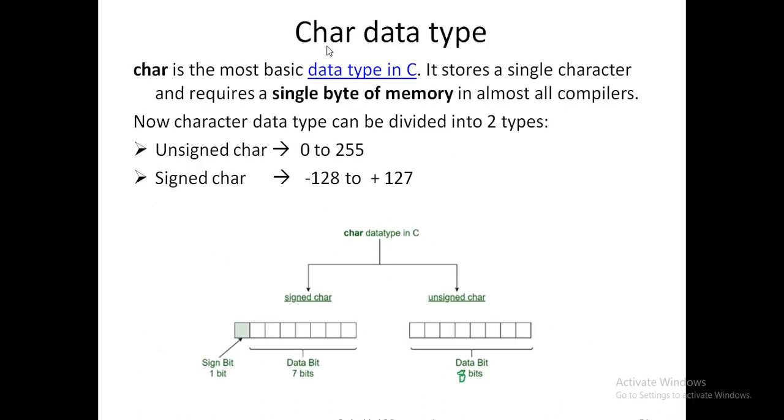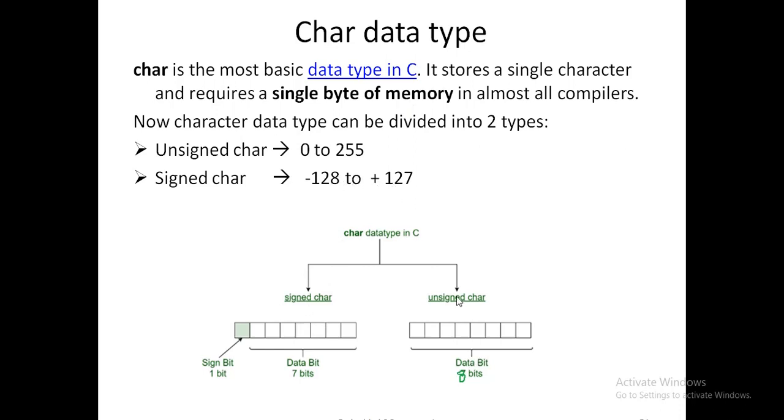Here the first data type is the character data type. It occupies only a single byte of memory to represent that data. There are two types of character data type. One is unsigned char, another one is signed char. For unsigned char, the data range is 0 to 255. If you want to represent any value in between, a single byte of memory is more than sufficient. For signed char, minus 128 to plus 127 is the range. For that also, a single byte of memory is required to represent the data in this range.